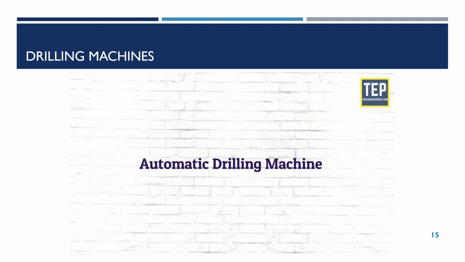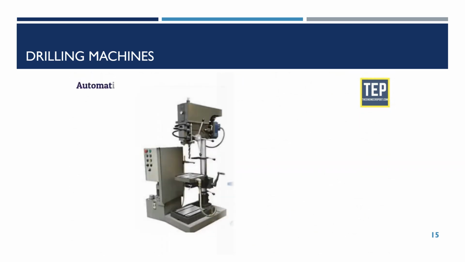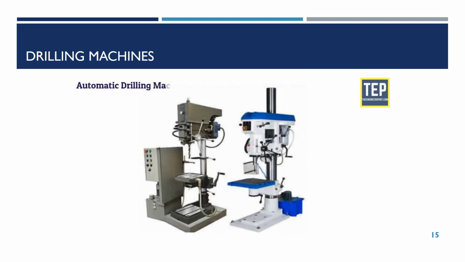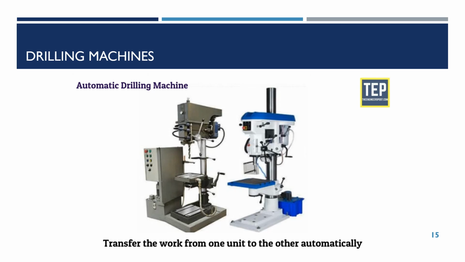Automatic drilling machine. This type of drilling machine can perform a series of machining operations at successive units and transfer the work from one unit to the other automatically. Once the work is loaded at the first machine, the work will move from one machine to the other where different operations can be performed, and the finished work comes out from the last unit without any manual handling.